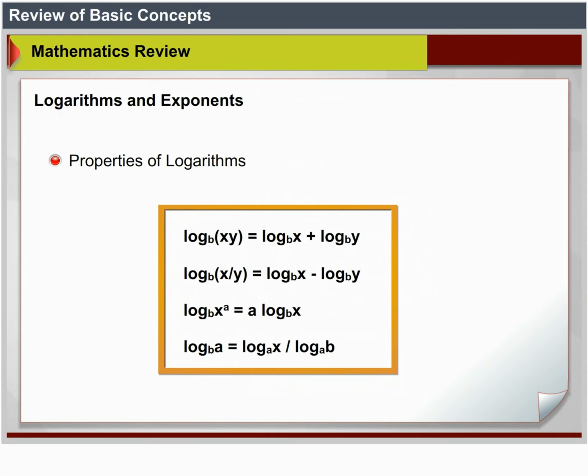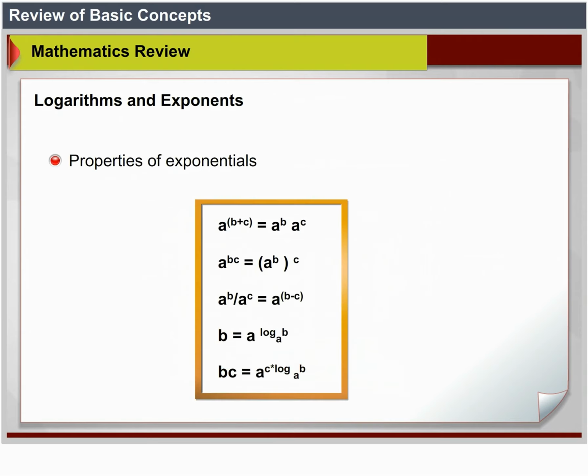Properties of exponentials. a to the power (b plus c) is equal to a to the power b times a to the power c. a to the power bc is equal to (a to the power b) to the power c. a to the power b divided by a to the power c is equal to a to the power (b minus c). b is equal to a to the power log base a of b. b to the power c is equal to a to the power (c times log base a of b).